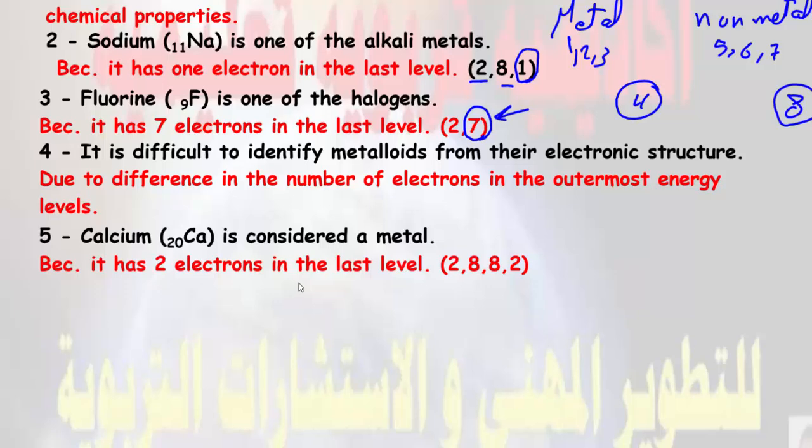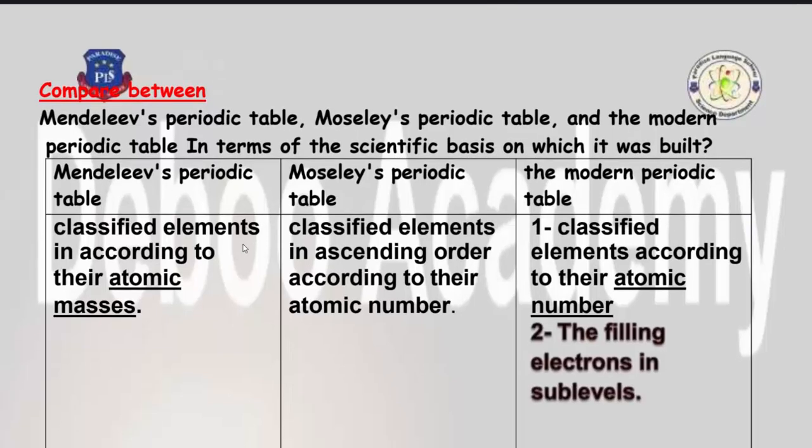Let's move to number 5. Calcium Ca20 is considered a metal. We said before, dear students, if the element ends by 1 or 2 or 3 electrons, it's a metal. Here calcium ends by 2 electrons, so it's a metal.